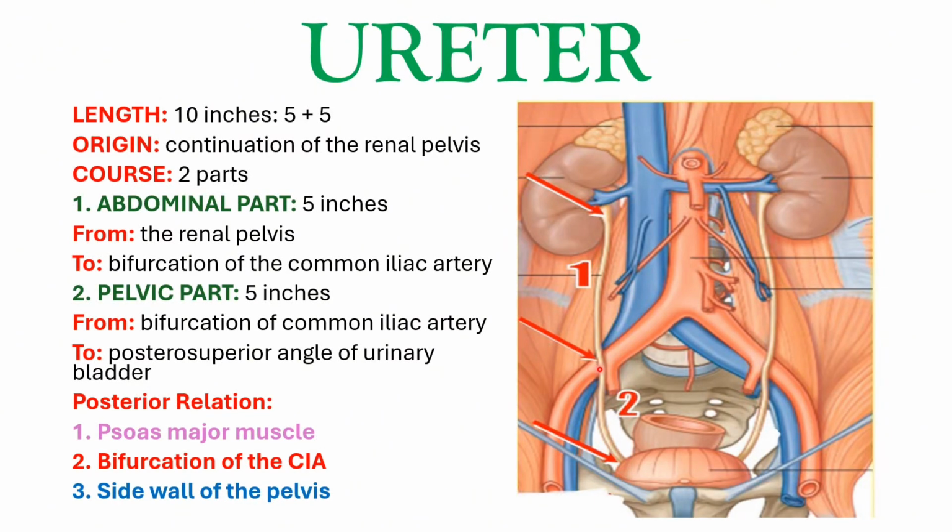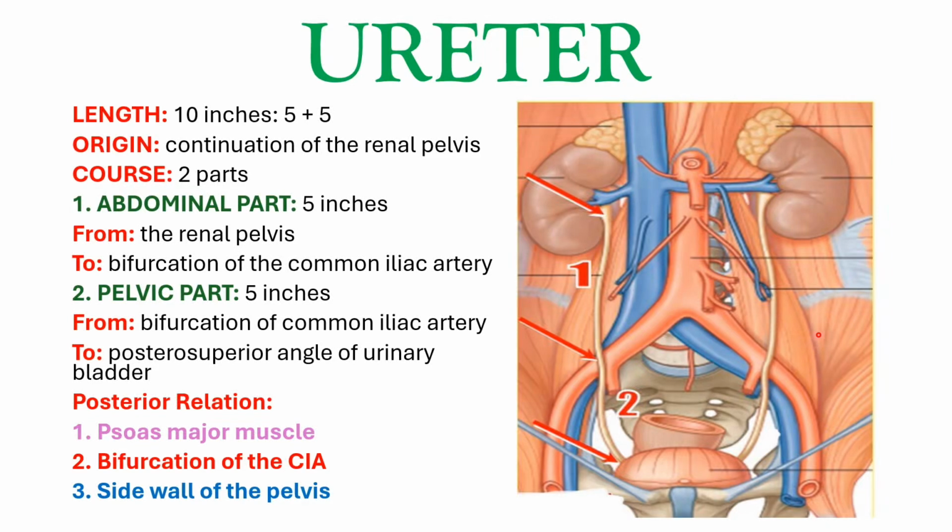Then the second part of the ureter is called the pelvic part. The pelvic part starts from the bifurcation of the common iliac artery to the posterior superior angle of the urinary bladder. So let's look at the posterior relations of the ureter.